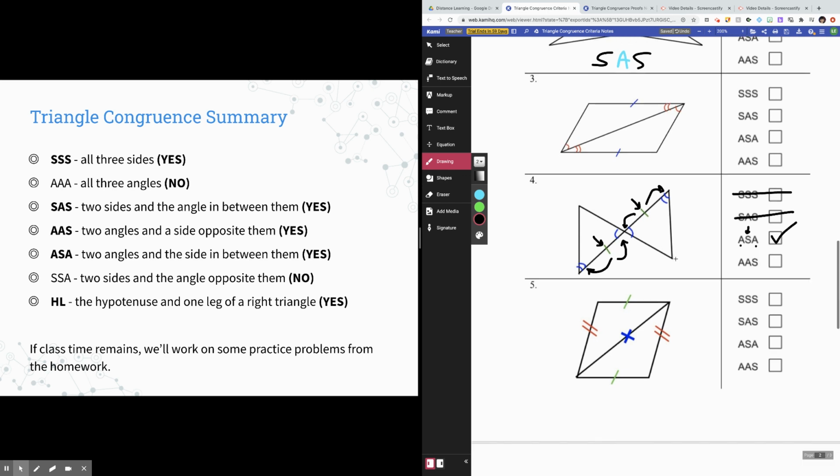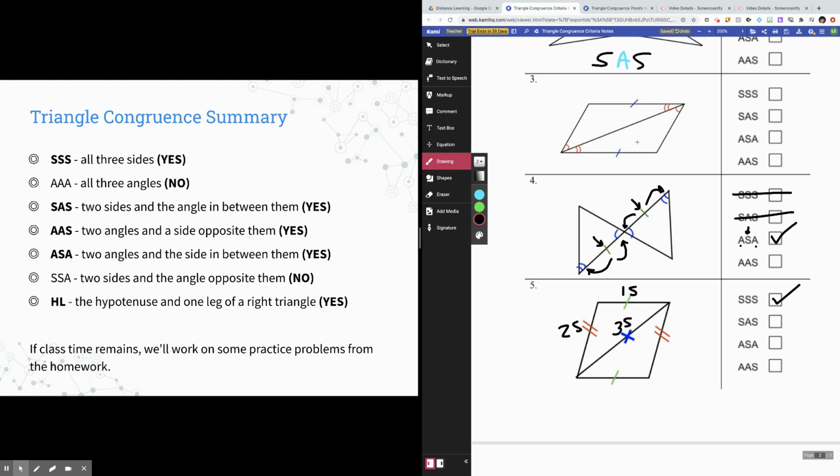Okay. All right, and then my very last one here, 5, again, is another side, side, side. You have one set of sides, 2 sets of sides, 3 sets of sides. So that is side, side, side. Okay. All right, let's go back up and look at 3.